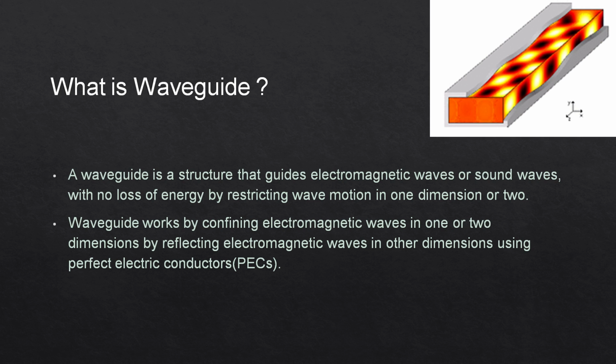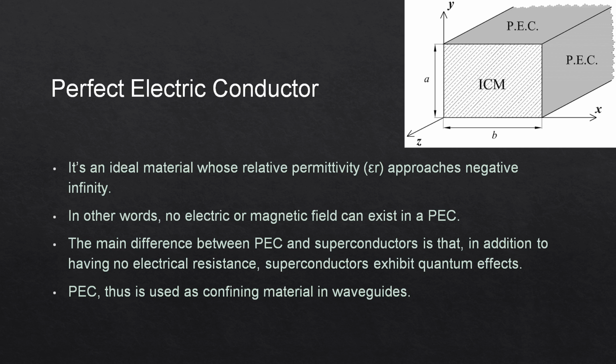As you can see in the GIF above, the wave is traveling in Z direction and is restricted in X and Y direction. The material used for this restriction are perfect electric conductors or PECs. So let us talk about perfect electric conductors.